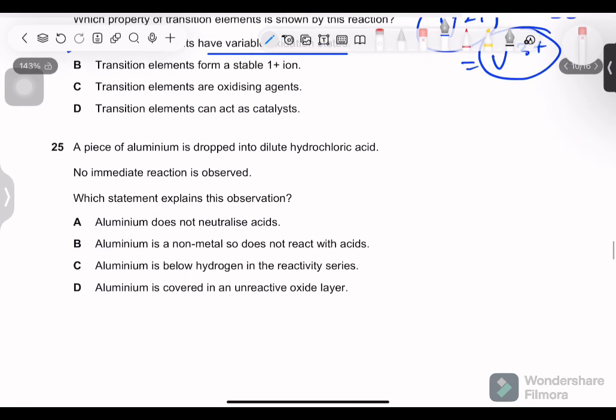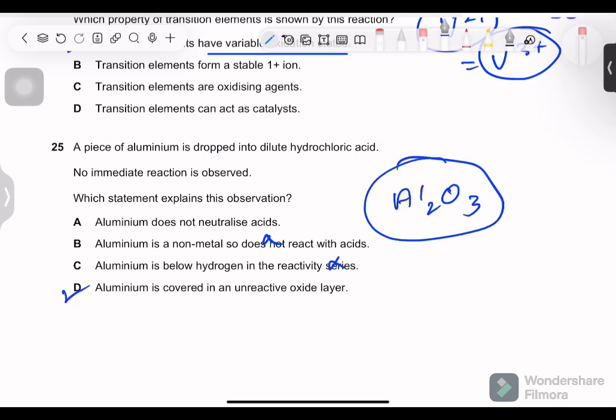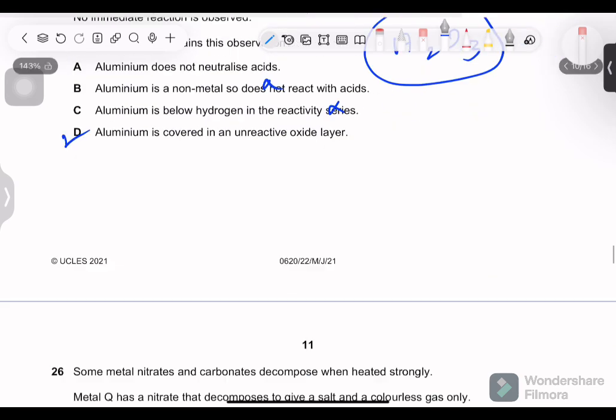A piece of aluminum is dropped into HCl, no immediate reaction is observed. Which statement explains this observation? Aluminum does not neutralize acids. Well, this is not an explanation. Aluminum is a non-metal. It is not a non-metal. Aluminum is below hydrogen. No, it is above. Aluminum is covered in an unreactive oxide layer. True. An aluminum oxide layer is formed, an impermeable layer is formed, so no reaction can occur.